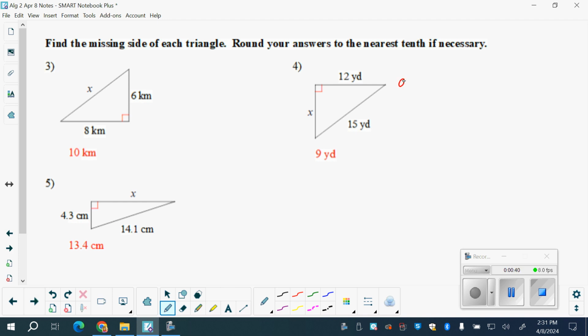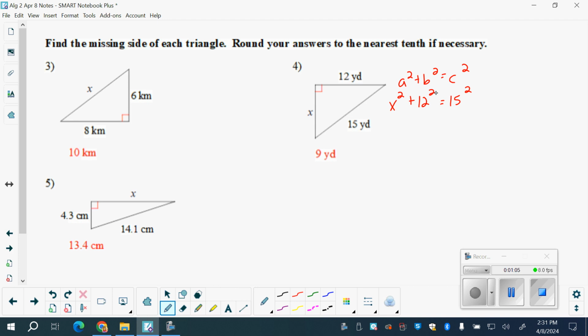So we're going to use the Pythagorean theorem. A squared plus b squared is c squared. And our c, again, is our hypotenuse, so that's the 15. Questions on that? Okay. And it doesn't matter which of the other two is a and which is b. So we have x squared plus 12 squared. It could be 12 squared plus x squared, which gives us the same thing.